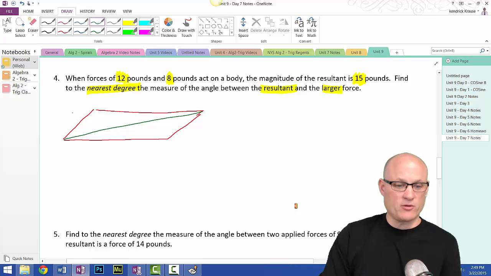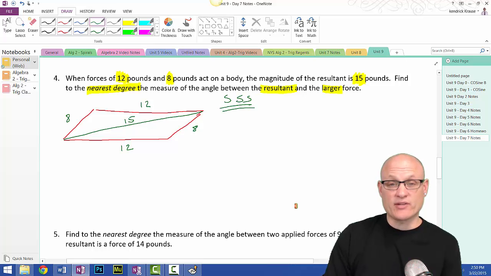And let's put in everything we know. We know this is 8, this is 8, this is 12, this is 12, and the resultant is 15. We have side, side, side, and we want to find an angle. Anytime you have side, side, side, you're going to use the law of cosines.